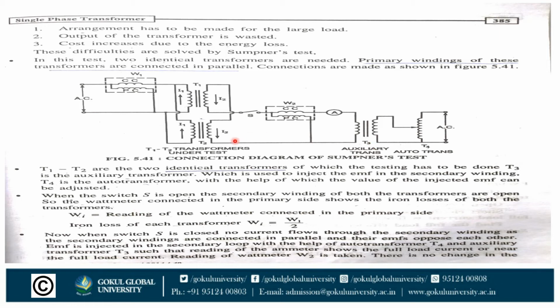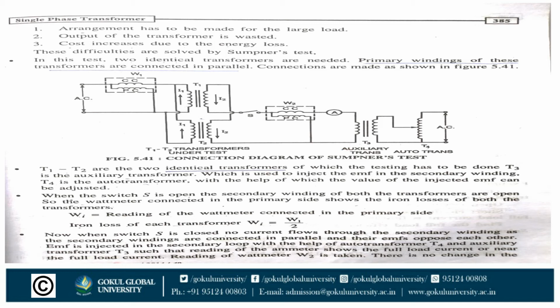So EMF is injected in the secondary loop with the help of the auto transformer T4 and the auxiliary transformer T3, such that the reading of the ammeter shows the full load current, or near the full load current. Okay. So the reading of wattmeter W2 indicates the total full load copper loss of these two transformers. So there is no change in the full load current.